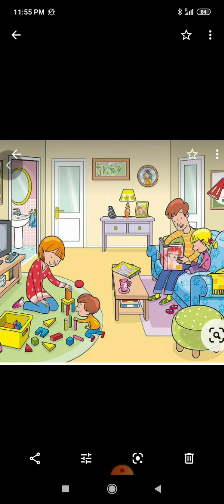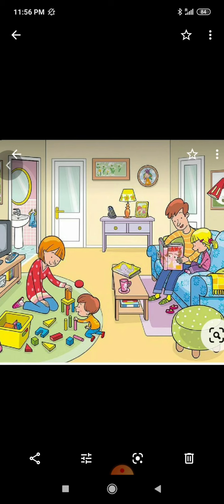Now look at this picture which is in front of you. What is the picture showing you? A family enjoying themselves at home, right? So your first sentence would be, "This picture shows a family enjoying themselves at home." Or just say, "This picture shows a family spending time at home." That's it.